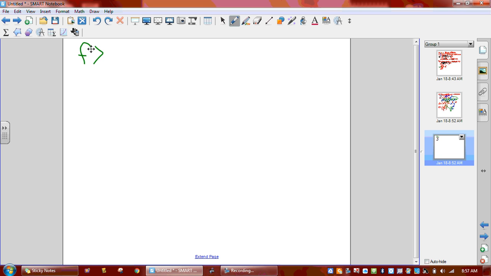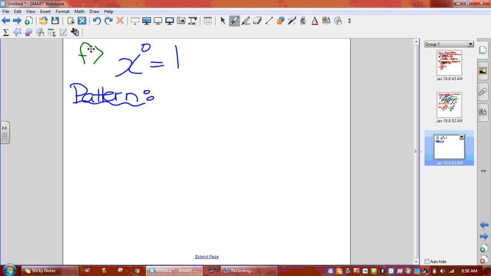And this law says that x to the 0 equals 1. So anything exponent 0 is equal to 1. And the reason is because it will always divide by the base with the pattern. So we're going to show the pattern here. You guys did this review yesterday, showing the pattern. So the pattern, if you remember, goes like this.